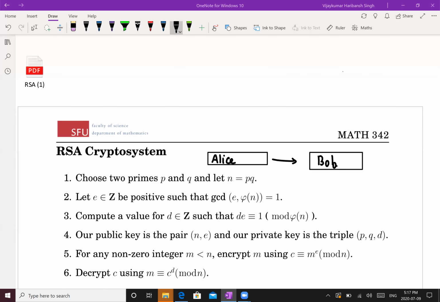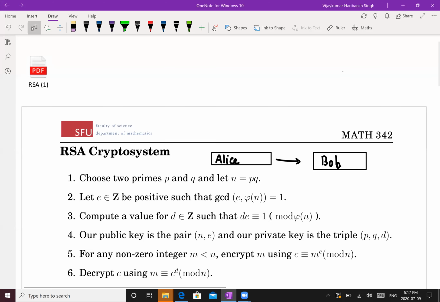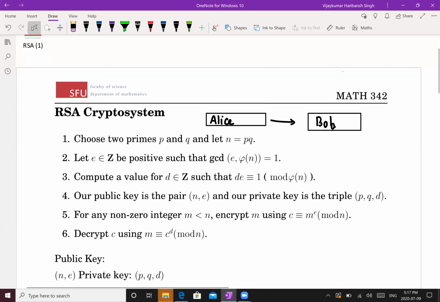Welcome, students. We are going to discuss the RSA cryptosystem. The way it is discussed here is not in an implementable form. There are a lot of security parameters you have to look at before you implement it. But nevertheless, let's discuss the algorithm behind it.